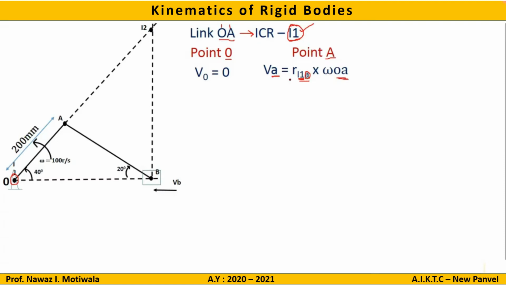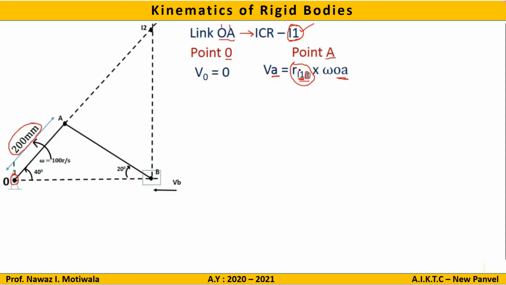Now, what is the next step? The next step is to find out all the distances. So the distance here will be I1A. You can see in the diagram that distance I1A is already given to us as 200 mm. Again, this is an important point: don't keep any distance in mm. Always convert all the distances into meters because we get velocities in meters per second.